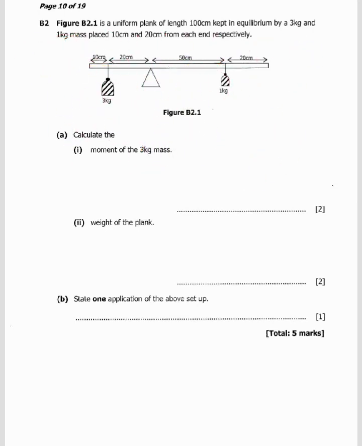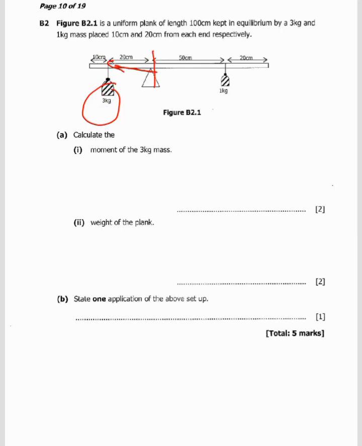So the question is saying, calculate the moment of the 3 kg mass. So we've been given the 3 kg mass. Our pivot is this one. So we are just looking at the moment that is going to be produced after the force has been applied at the 3 kg mass.